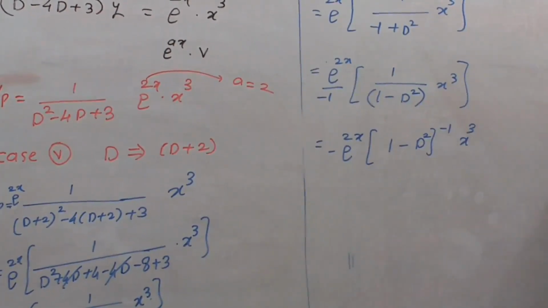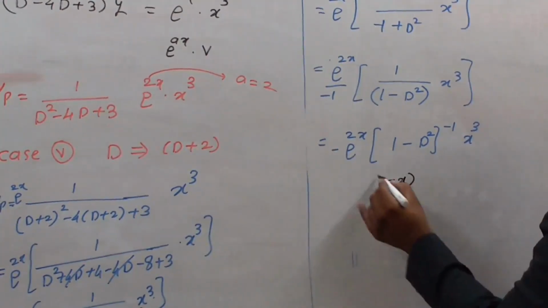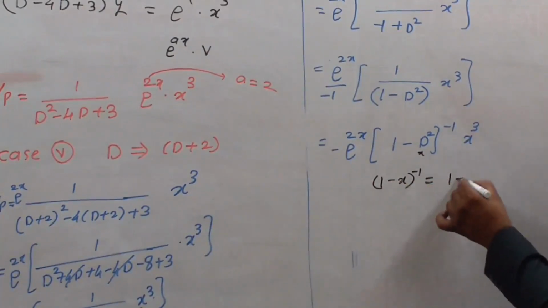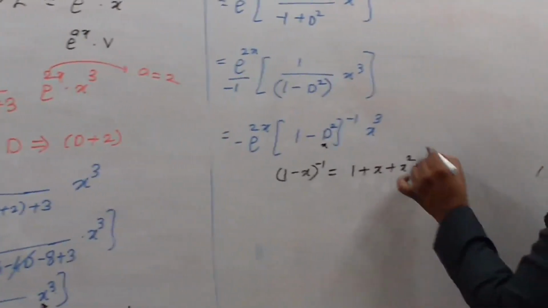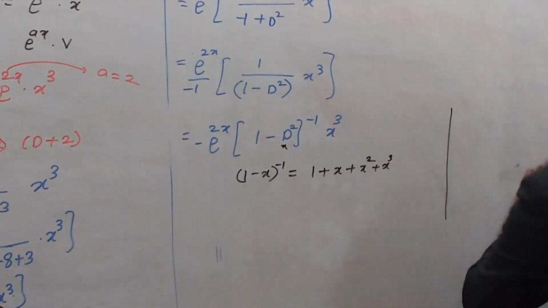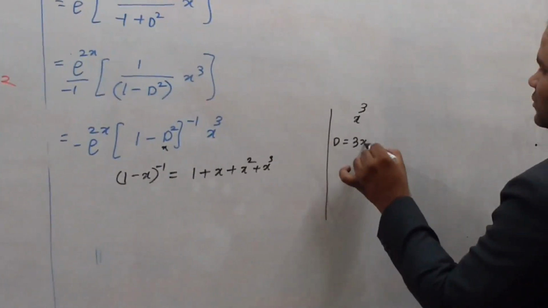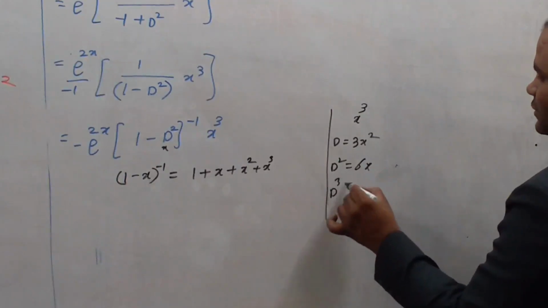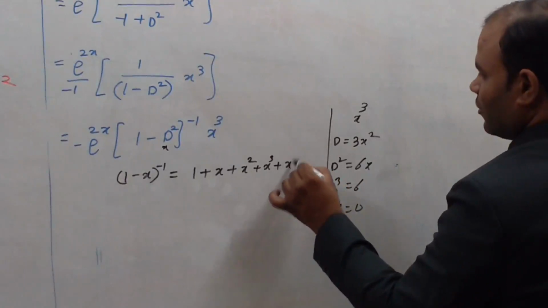This is of the standard form (1 minus x) raised to minus 1, where x is D square. Since the negative sign is there, the expansion becomes all positive. The expansion is decided by x raised to 3. The first derivative is 3x square, the second derivative is 6x, the third derivative is 6 and the fourth derivative is 0. So don't consider the fourth term.